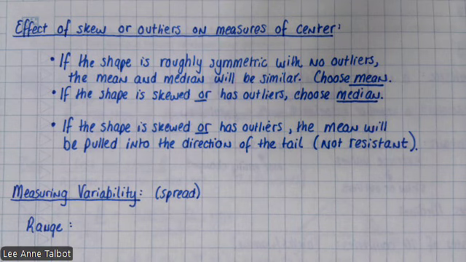Mean versus median. You want to choose the mean when it's roughly symmetric with no outliers at all, if it looks pretty even on both sides. The mean and median, in that case, will be very close to each other.